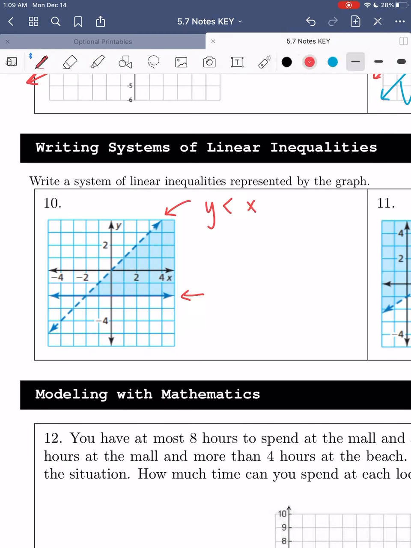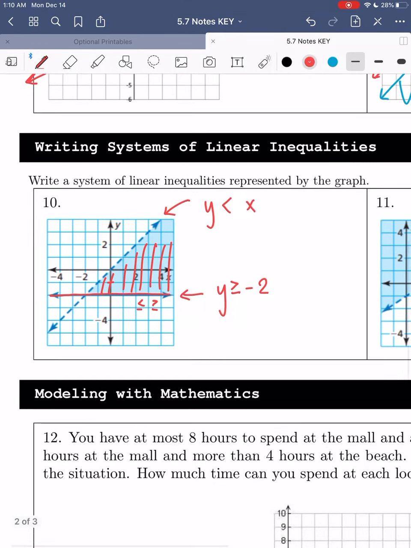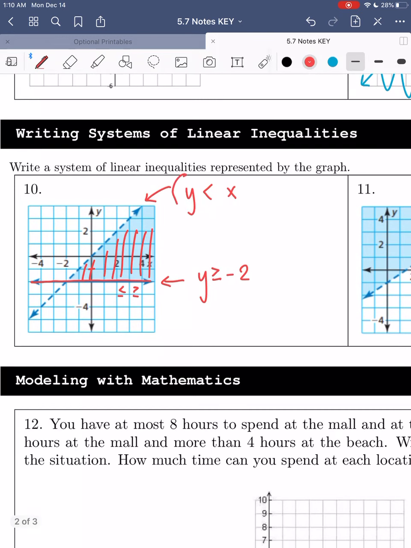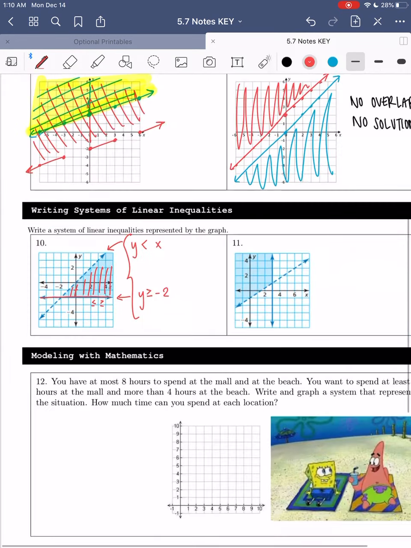If I look at my other equation, it's just flat. That's just going to be a y equals a number, and that's down 2. So this is y and -2. It's a solid line, so it's either going to be less than or equal to or greater than or equal to. And the shading is happening above it, so it's going to be greater than or equal to. Greater than or equal to means that the big side is open to the letter. Y is greater than or equal to. So that would be our system. It's just these 2 equations right there.